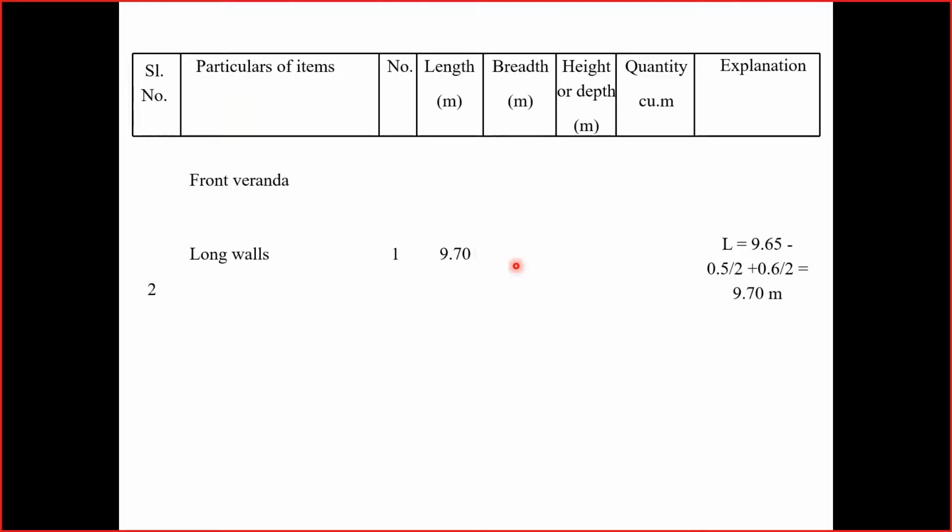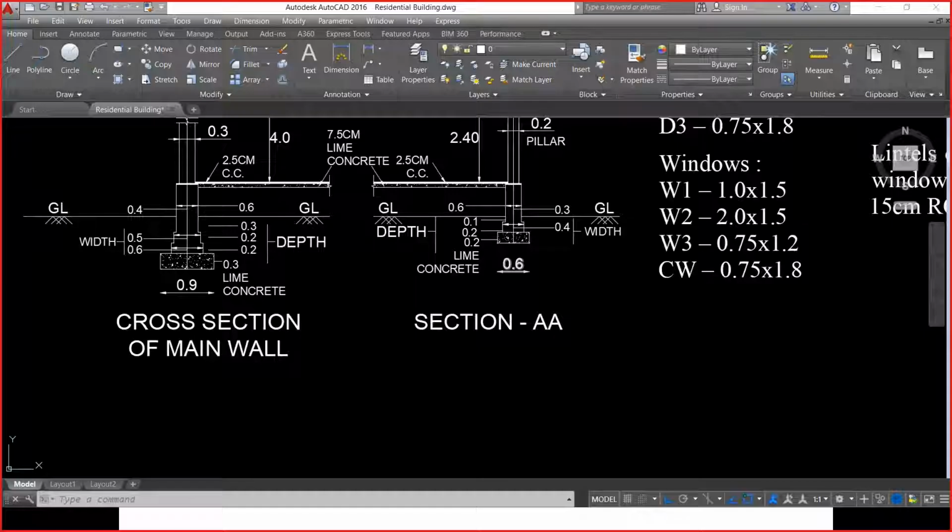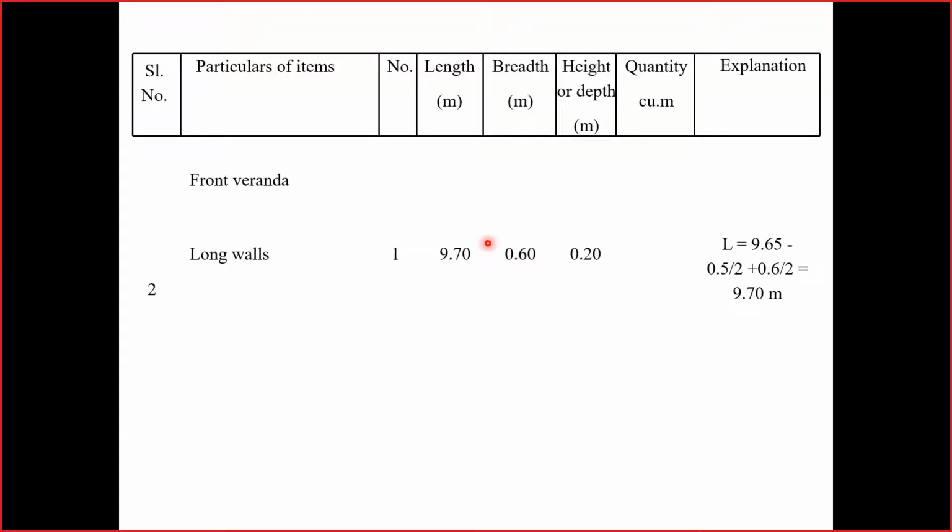Once I get the length, the width of the first layer, the lime concrete, is of course 0.6 meter for the partition wall. Consider that as 0.6. Height or depth is 0.2 meters. 0.2 meter is the depth of the first layer. And the total quantity is of course the product of these things, 1.16 meter cube.